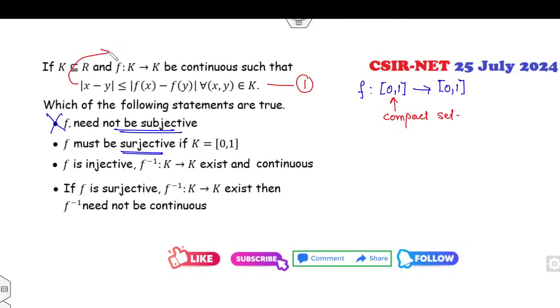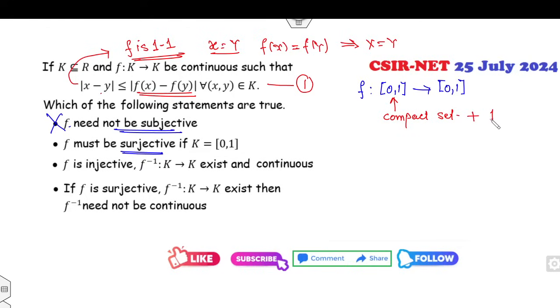Clearly this property implies that f is one-one. You can easily prove that, there is no issue: if f of x is equal to f of y, then |f(x) minus f(y)| is 0, that means |x minus y| is less than or equal to 0, so x is equal to y. So f is one-one. What does this mean? This means f is continuous. Why? That's obvious, because f maps from a compact set to a compact set, and f is one-one, therefore f is continuous.